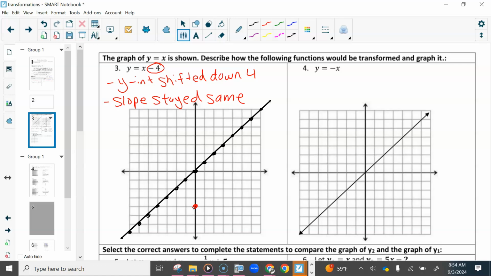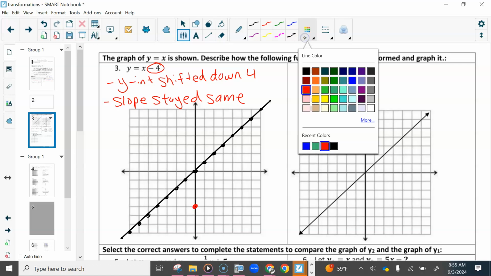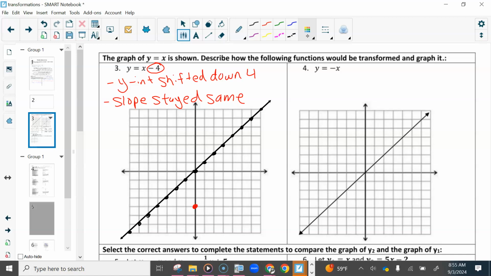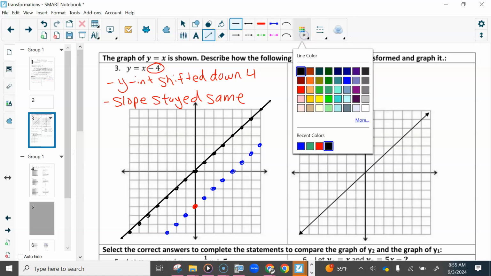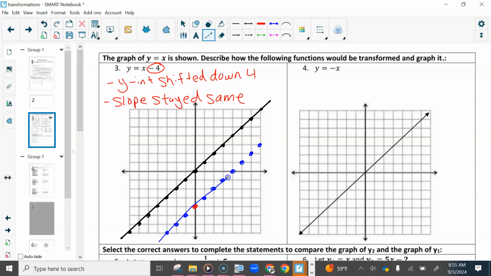Plot a new y-intercept. And then since my slope stayed the same, whatever the slope was, I'm going to draw those new points on this. So the slope was 1, so I'm going to go up 1, right 1 as many times as possible and fill up my graph. And then do the same thing the other direction. Down 1, left 1, and fill up my graph. And then draw a line through all of those points and make a line. Do you have any questions about that?